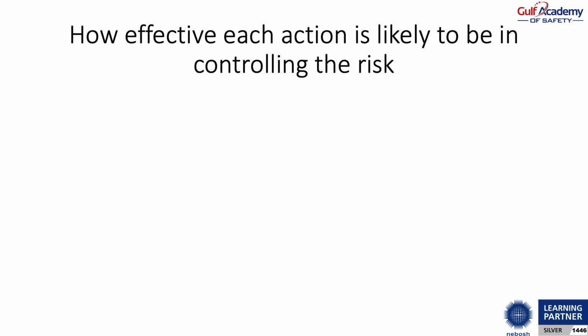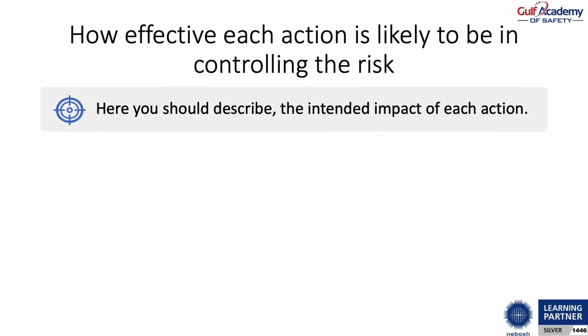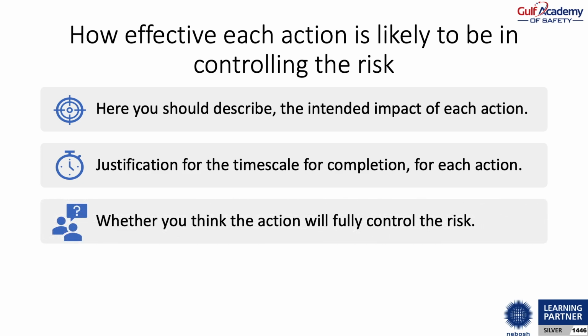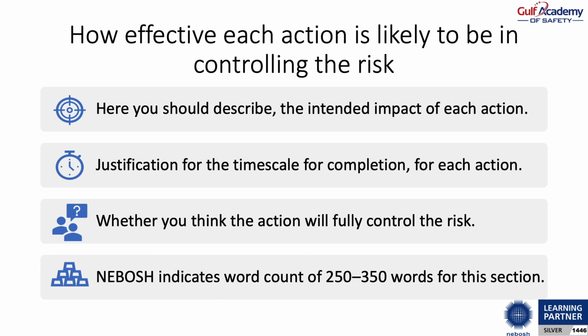How effective each action is likely to be in controlling the risk. Here you should describe the intended impact of each action, the justification for the time scale for completion for each action, and whether you think the action will fully control the risk. NEBOSH indicates a word count of 250 to 350 words for this section.